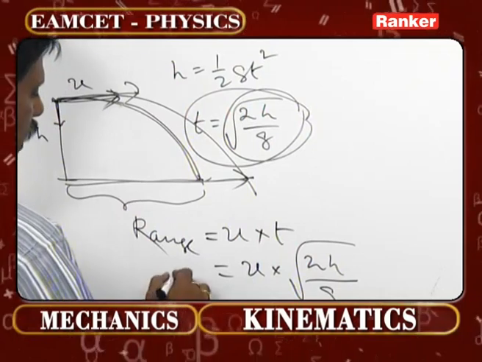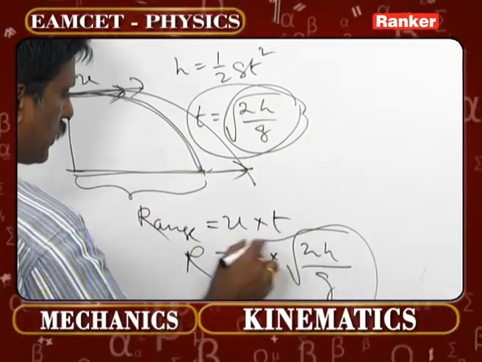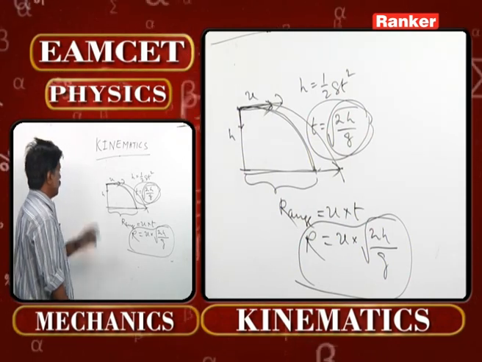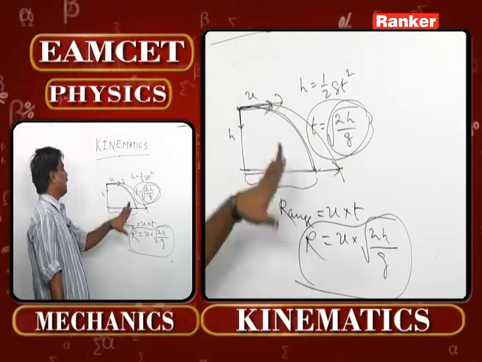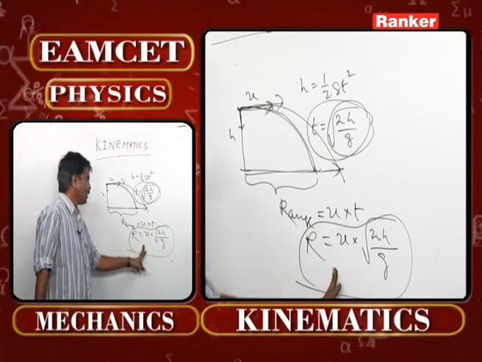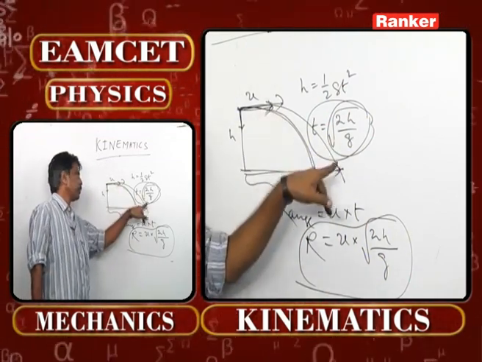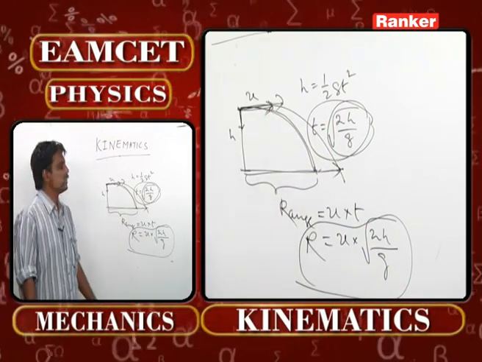This is the equation for range in case of horizontal projectile. So, for a horizontal projectile, this is the equation which you should remember, and you should also remember that time of flight is root of 2h by g.